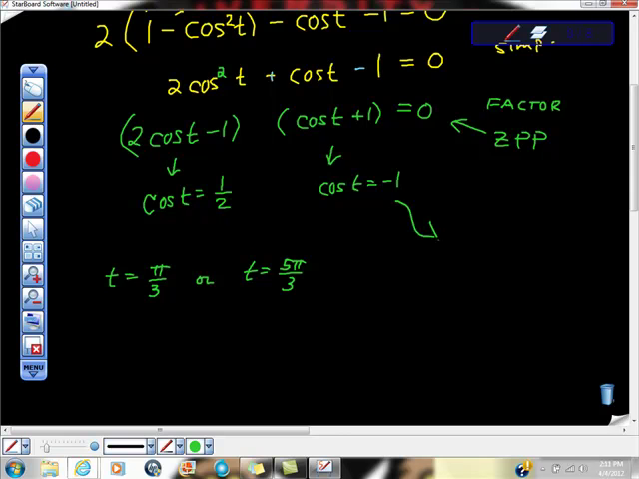And over here, this happens when? Pi. So t equals pi. And just so we can make this go around the unit circle over and over, we're going to put what here? Plus, good, 2 pi n. That just makes us go around the circle. So, or t equals 5 pi thirds plus 2 pi n, and we'll put a plus 2 pi n here. Is that okay? All right?